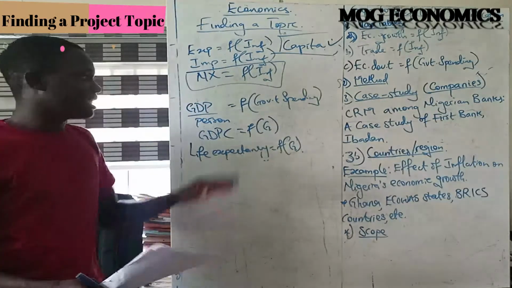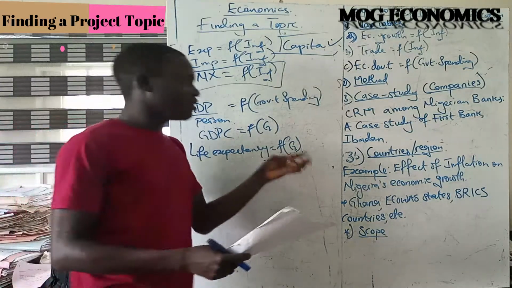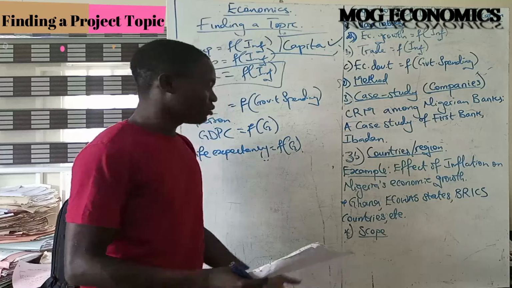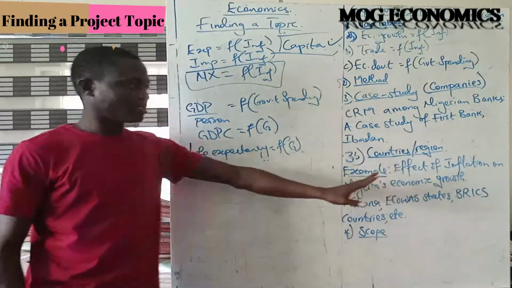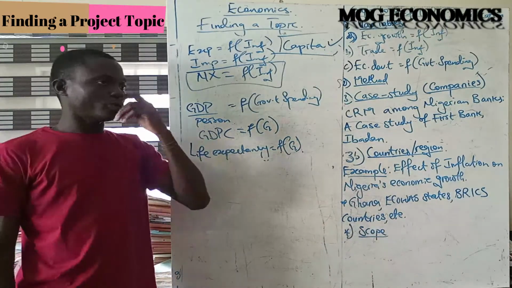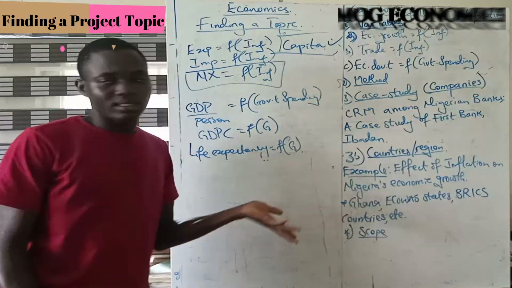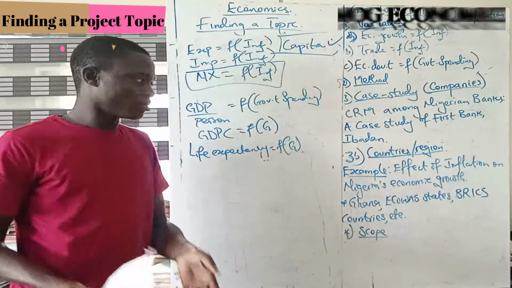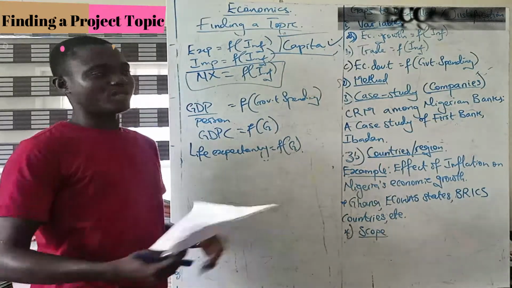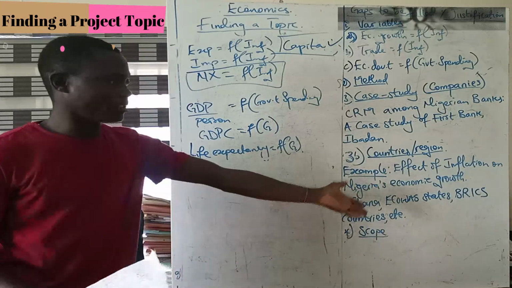All right, then I think the last case is about countries and regions. So let's say after going through journals, you saw effects of inflation on Nigeria's economic growth. On Nigeria's economy, that's the example. All right, but you are a Ghanaian. Okay, so what I'm going to do is effect of inflation on Ghana's economic growth. Now, if a lot of people have done Ghana as well, okay, so what are you going to do? Okay, effect of inflation on ECOWAS states' economic growth.